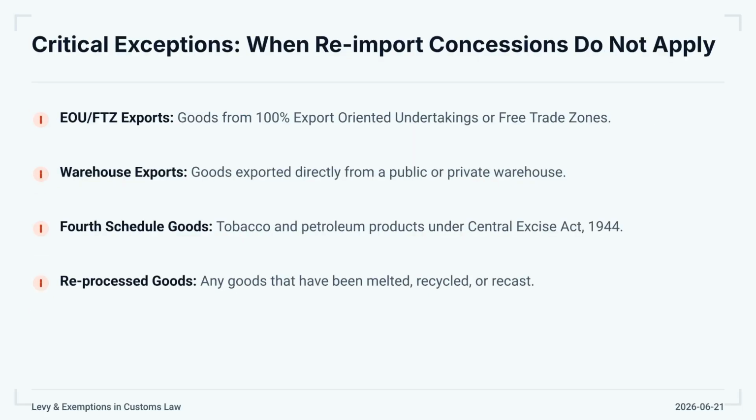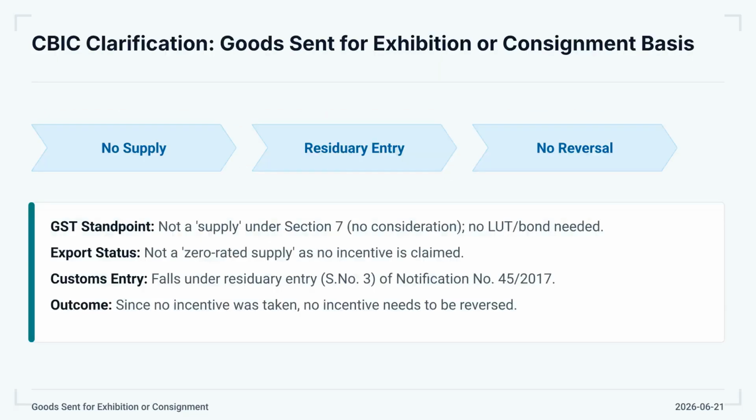Not every re-import qualifies for concessional treatment. Certain categories are specifically excluded. These include goods originally exported by 100% export-oriented units or free trade zone units, goods exported directly from public or private warehouses, and goods covered under the Fourth Schedule to the Central Excise Act, such as tobacco and petroleum products. Additionally, concessions are unavailable if the goods have been remanufactured, recycled, melted, or recast abroad. For exams, remember that satisfying the conditions alone is not enough. You must also verify that none of these disqualifying exceptions apply.